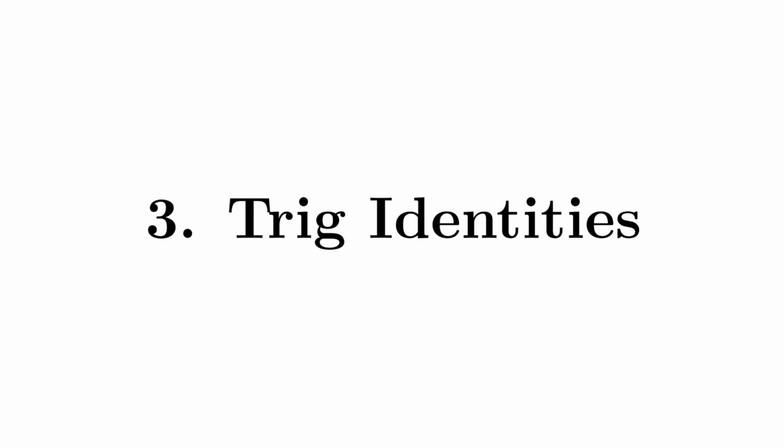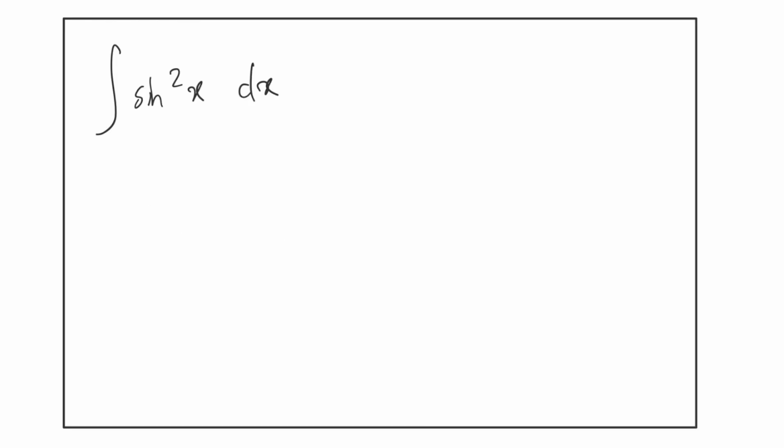The third integration method, using trigonometric identities. When we have an integral of a trigonometric function that looks rather complicated, we can use trig identities to simplify it. Show you a quick example. Okay, the integral of sine squared x. How can we find it? This can be expressed as sine x squared dx.